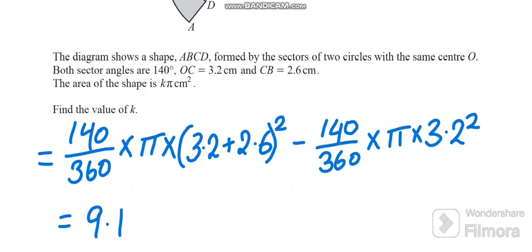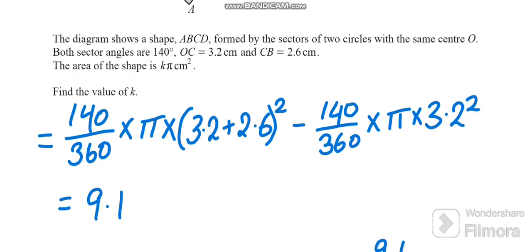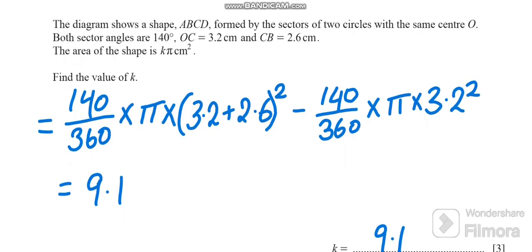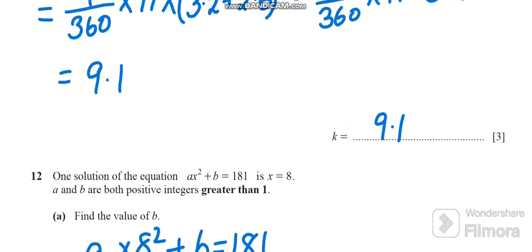So what we will do is we will use this, which is 140 divided by 360 multiplied by pi multiplied by (3.2 plus 2.6) to the power of 2, minus 140 divided by 360 multiplied by pi multiplied by 3.2 to the power of 2. So the answer is 9.1, which is the value for letter K. So the value of K is 9.1, and that's the final answer.